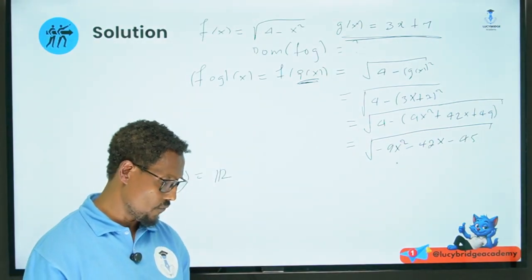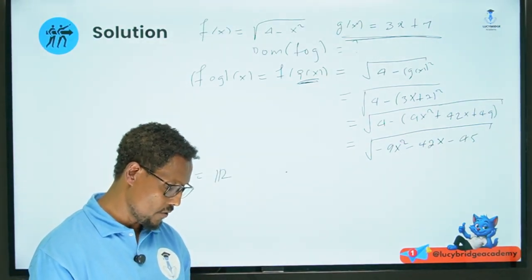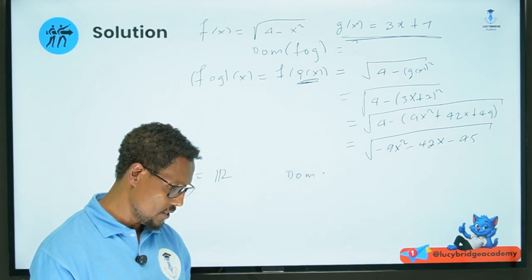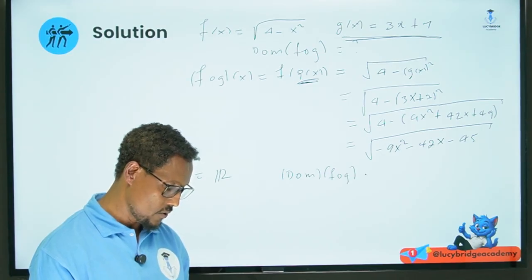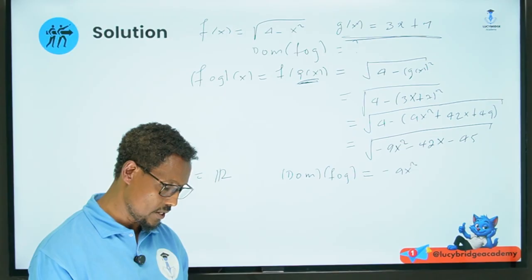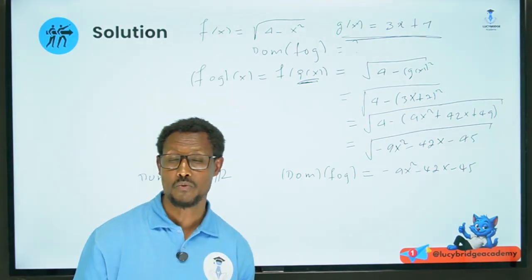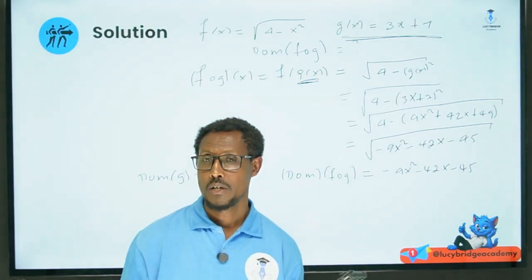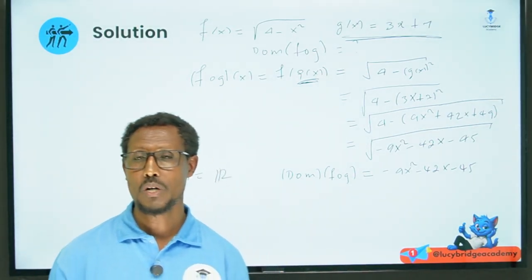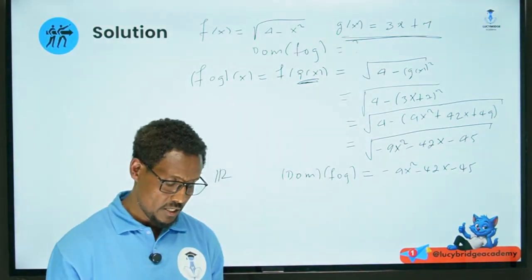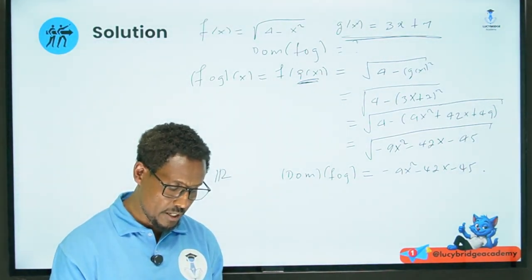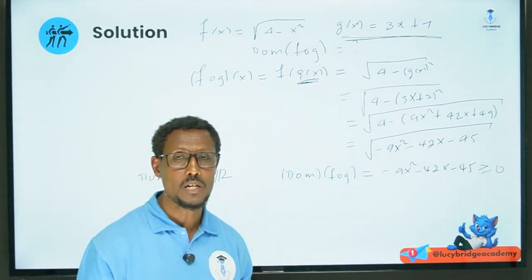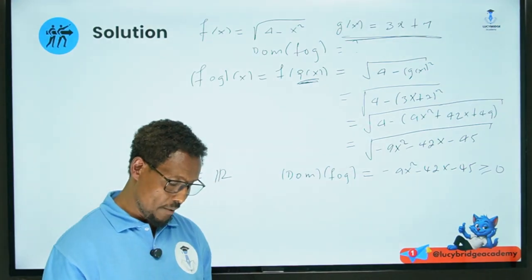And what about the domain of f circle g? The domain of f circle g is the square root of minus 9x squared minus 42x minus 45. What is the domain of the square root function? Look, in the set of real numbers, a number in the square root must be greater than or equal to 0. Okay, that is the domain of the square root function. This expression must be greater than or equal to 0 in order to find the domain.